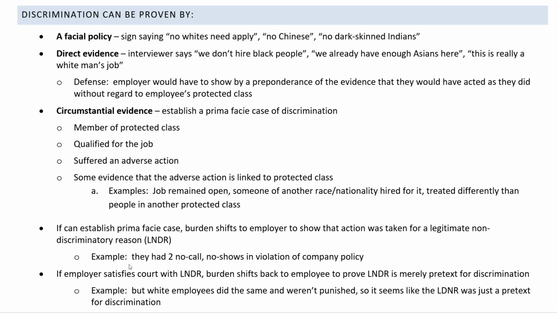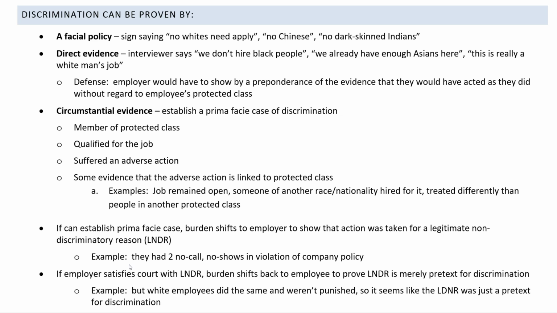If we have an actual stated policy that discriminates based on a protected class, well, congratulations, that's a very easy case to win. But most employers don't have these facial policies anymore, again, if they're smart. We can also use direct evidence. For instance, if you're in an interview and the interviewer says, we don't hire black people here, or we already have enough Asians here, or this is really a white man's job.